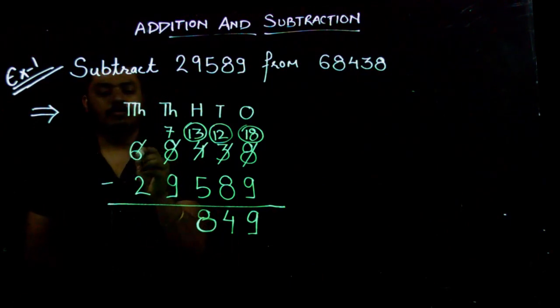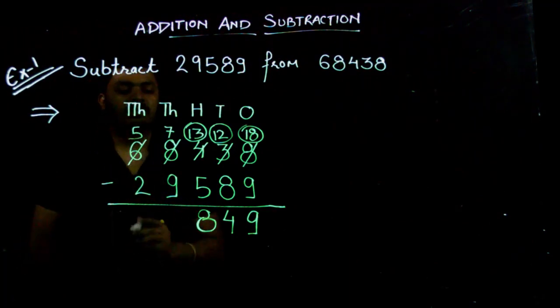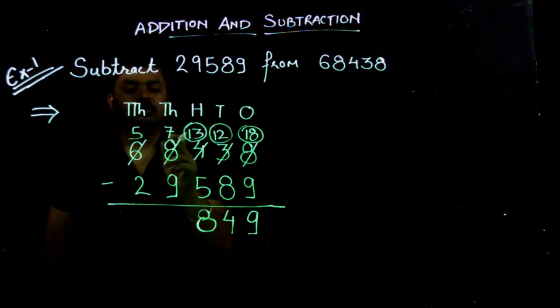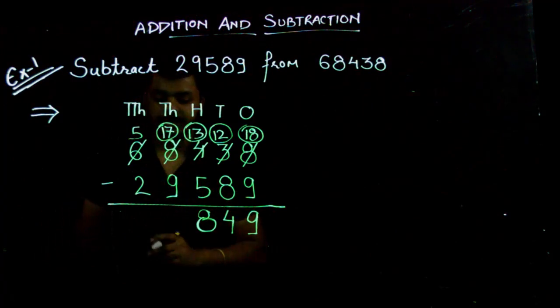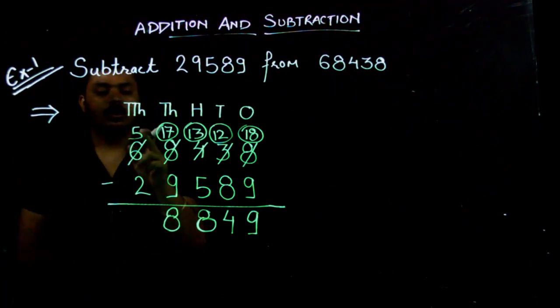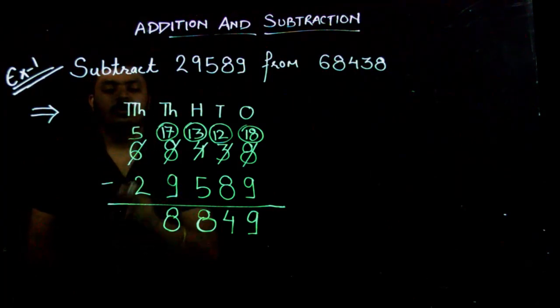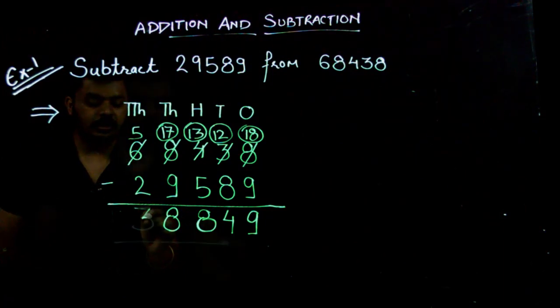Again regroup. From 10,000s column we take a thousands, and here we take 110,000. So 110,000 becomes 10 thousands in thousands column. So when we add 10,000 plus 7,000, it becomes 17. So 17 minus 9 is 8. Now here at 10,000s we have only 5 left. So 5 minus 2 is 3.